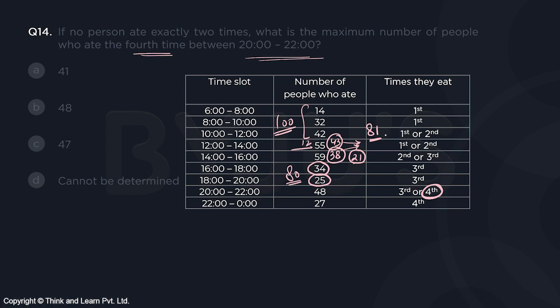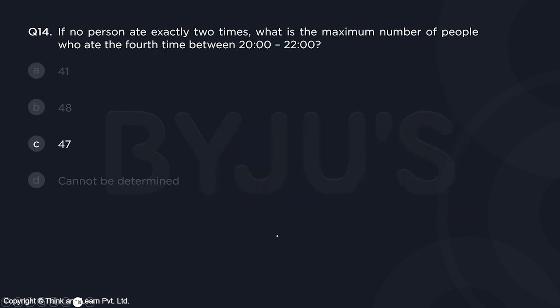But if I have 81 here and 80 here, in this case I am having one person who actually has not eaten the third time, but he has eaten for the second time. So that one person must eat for the third time. So I can take that one person over here. The remaining 47 people in this time slot can eat the fourth time. So therefore, the right answer for this question will be 47.